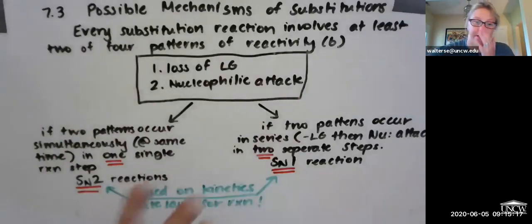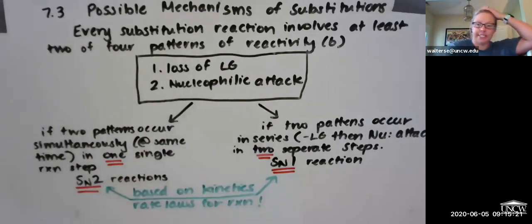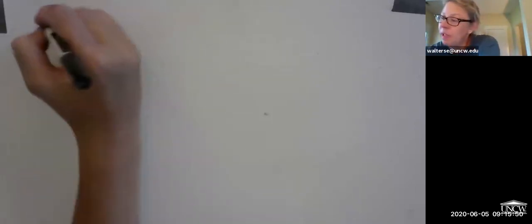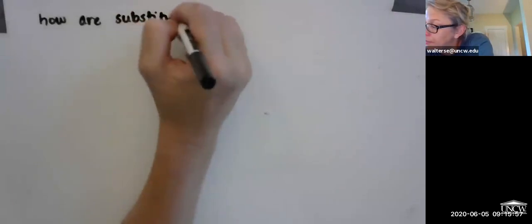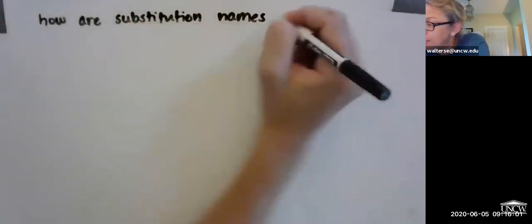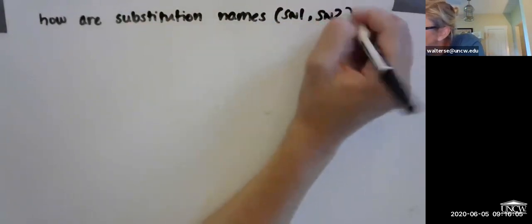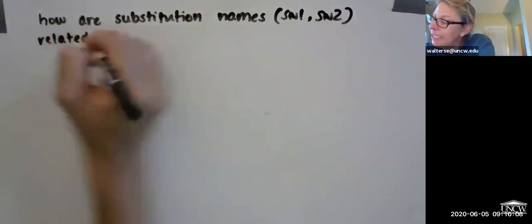Are there any questions about this part before we look at the kinetics that separates these two reactions? For right now, we're going to do just a simpler analysis of it, and we can talk about it more when we get into looking at individual mechanisms. All right, so how are the substitution names SN1, SN2 related to kinetics.